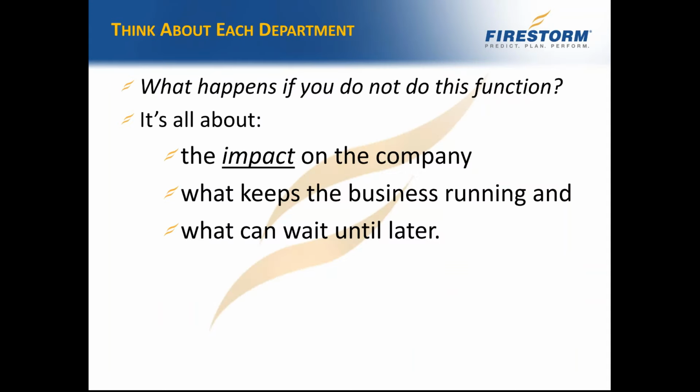So think about each department. What happens if you do not do this function? It's about the impact on the company. Some departments could be postponed. We recently worked with a company that had a very extensive long-term planning capability set up. Well, in the middle of a disaster, I'm not worried about what we're going to be doing in 5 years. I'm worried about what we're going to be doing right now. What keeps the business running? What can wait till later? And so we're going to triage through this process, and the business impact analysis gives us the documentation and the specific information that leads us to that conclusion.